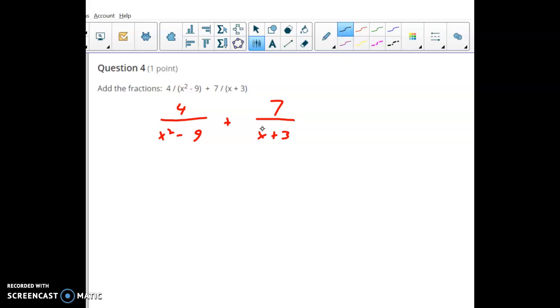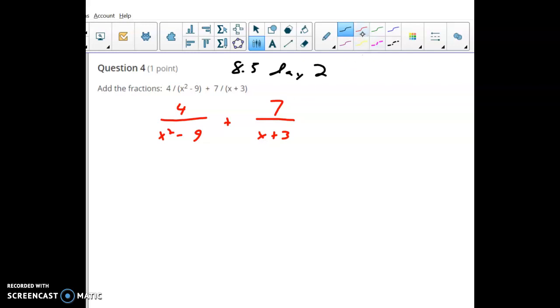Okay, this is to help with number 4 from 8.5, day 2. And we're trying to add these together. So in order to do that, we need a common denominator, which sometimes at the start is kind of hard to tell, like these denominators don't match. So how do we get them to match?